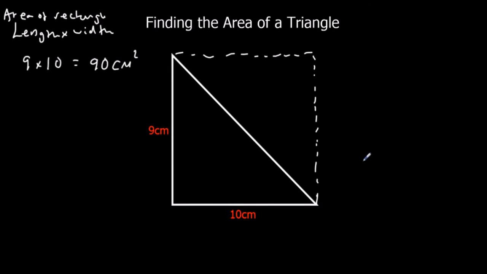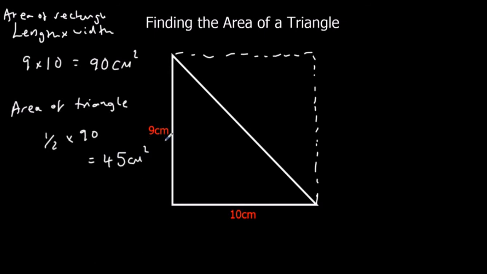But I don't want the whole shape, and it's cut exactly down the middle. So I only want half of this shape. So what I'm going to do is I'm going to half the 90, and that's going to give me my answer for the area of the triangle, which is half times the area of the rectangle. Half times 90, which would be 45 centimeters squared.